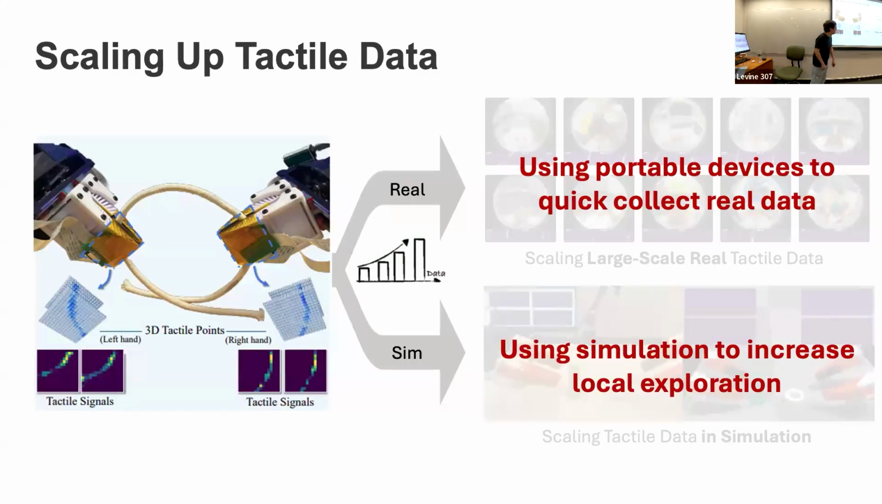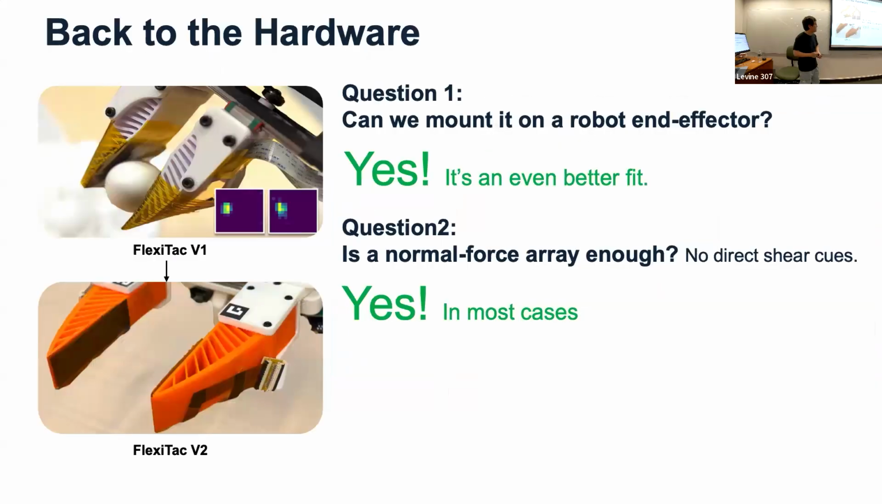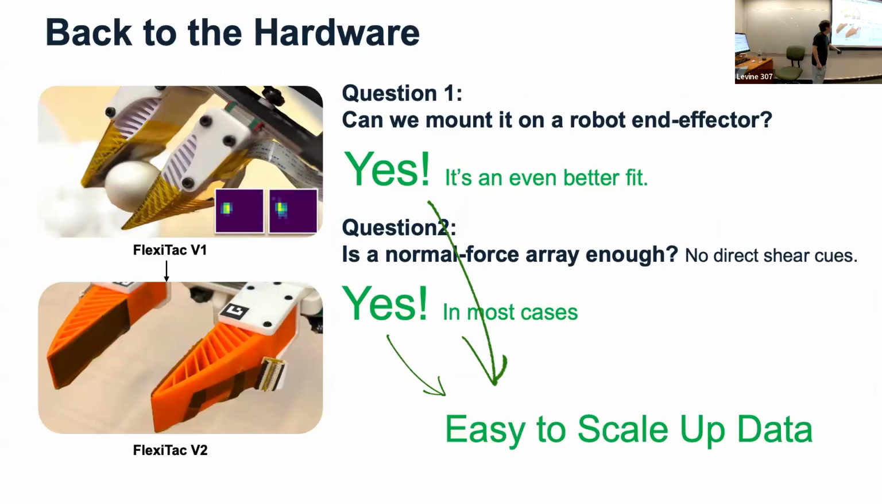We use simulation to increase local exploration. It helps the robot learn some wiggling motion to do the insertion. Okay, so let's go back to the hardware. We guess the answer to question 1 is yes, it can fit the gripper even better. And question 2, yes, in most cases. That means it will be easy to scale up the data. That's why I did the two projects to scale up data in both real and simulation.